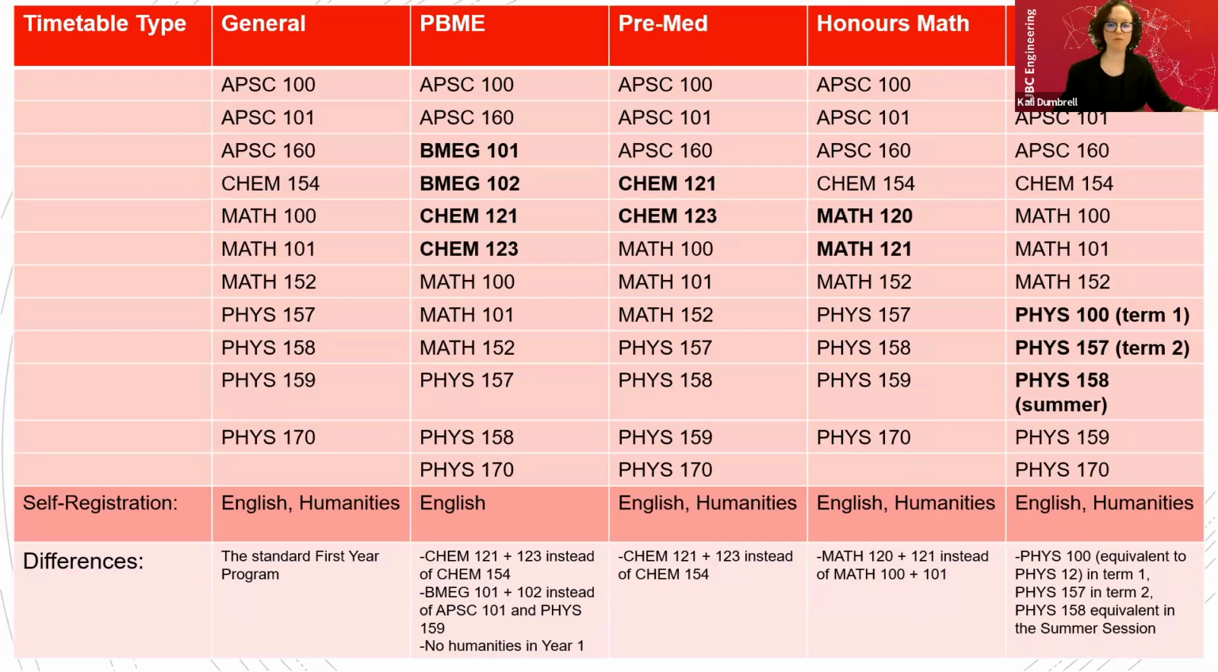If you applied and were accepted to PBME, you'll take BMeg 101, BMeg 102, Chem 121, and 123, instead of AppSci 101, Physics 159, and Chem 154. Students in pre-med timetable are registered in Chem 121 and 123 instead of Chem 154. Students in the honors math timetable take Math 120 instead of Math 100 and 121 instead of Math 101. Students in the physics deficiency take Physics 100, 157, and 158 accordingly.